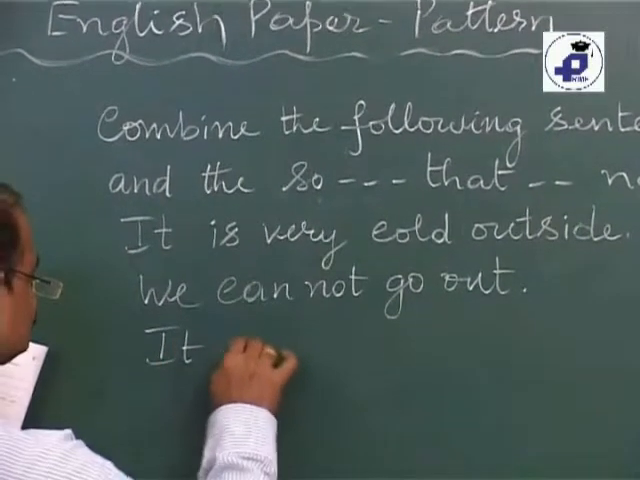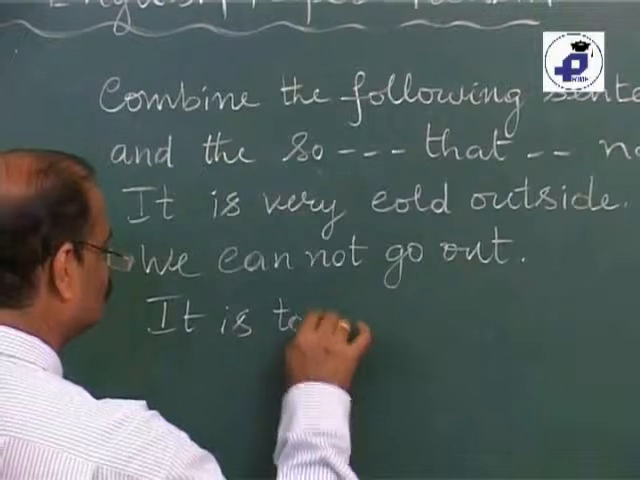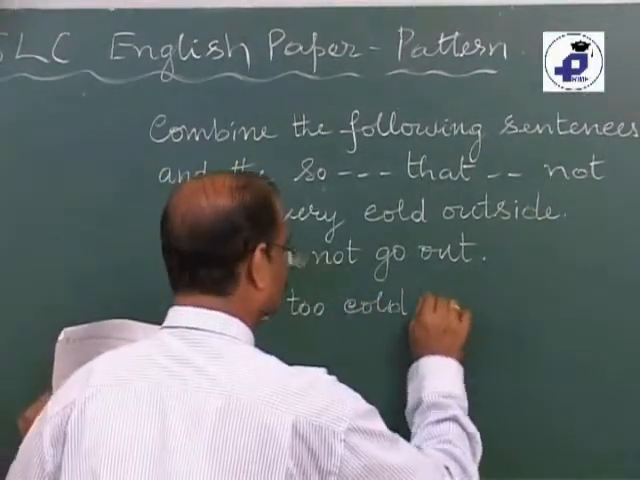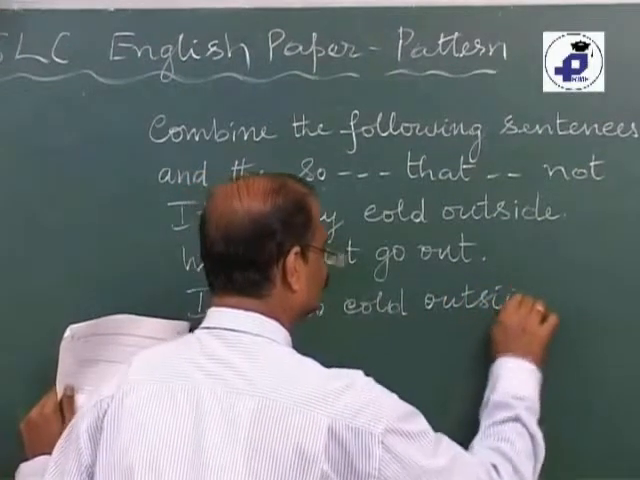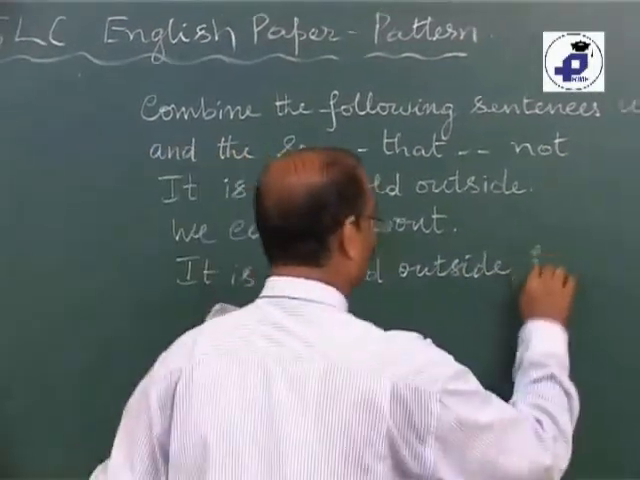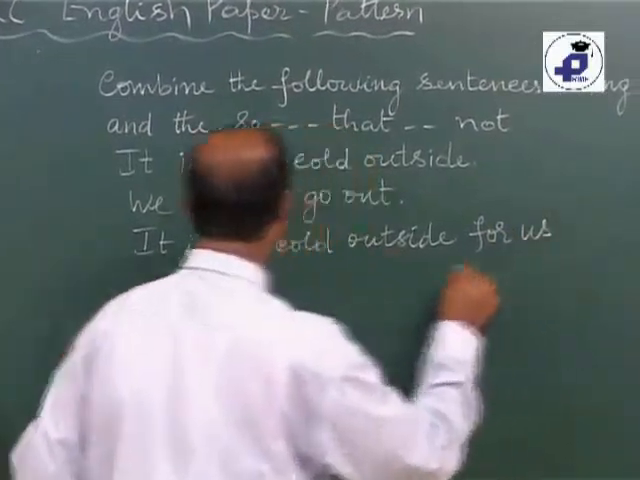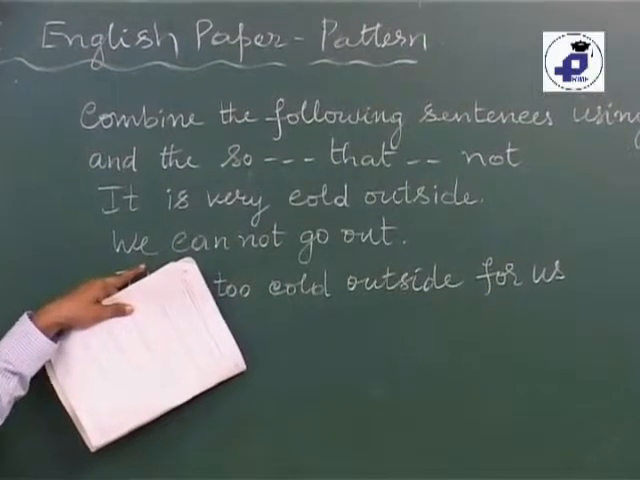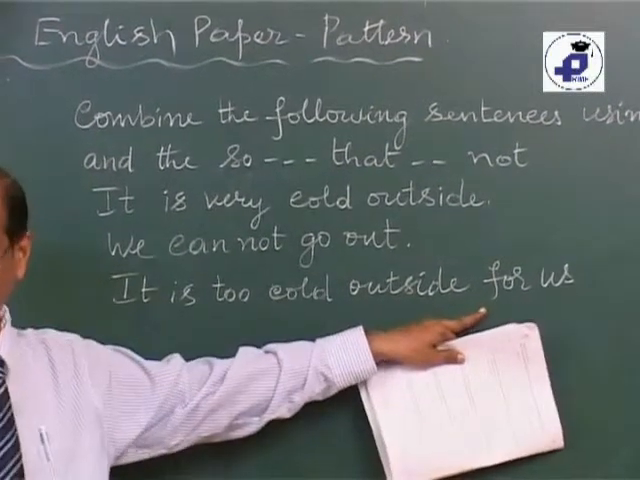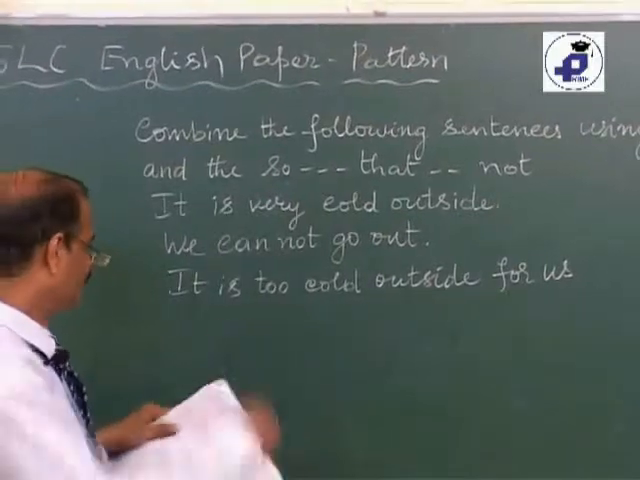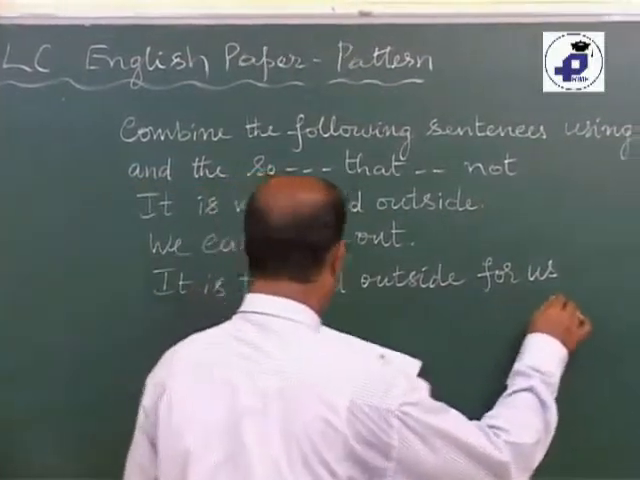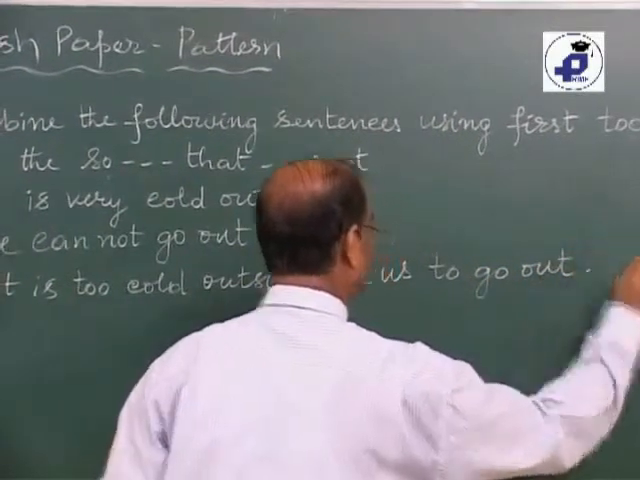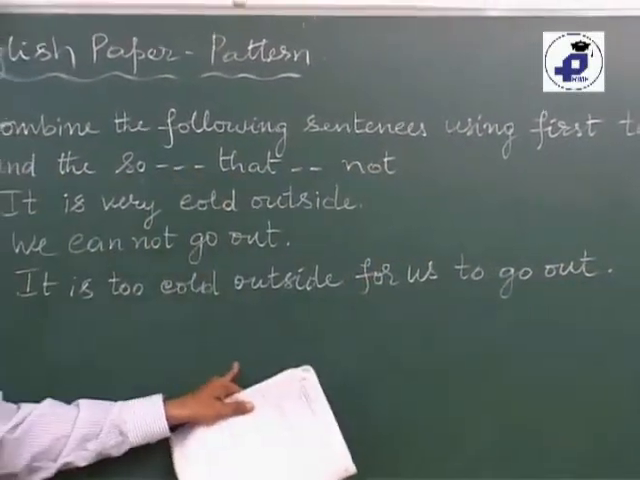It is too cold outside. It is too cold outside for us. Now why do you have to write "for us"? Because the second sentence begins with "we". So therefore we have to write "for us". Then only the meaning will be complete. Okay. It is too cold outside for us to go out. Then the answer becomes comprehensive.